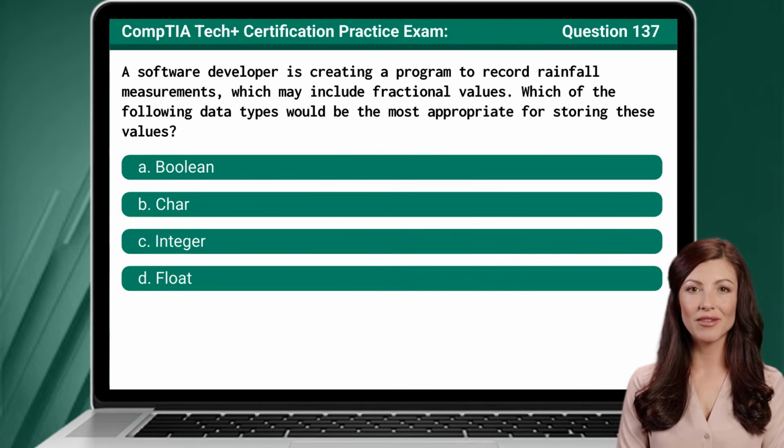Question 137. A software developer is creating a program to record rainfall measurements, which may include fractional values. Which of the following data types would be the most appropriate for storing these values?